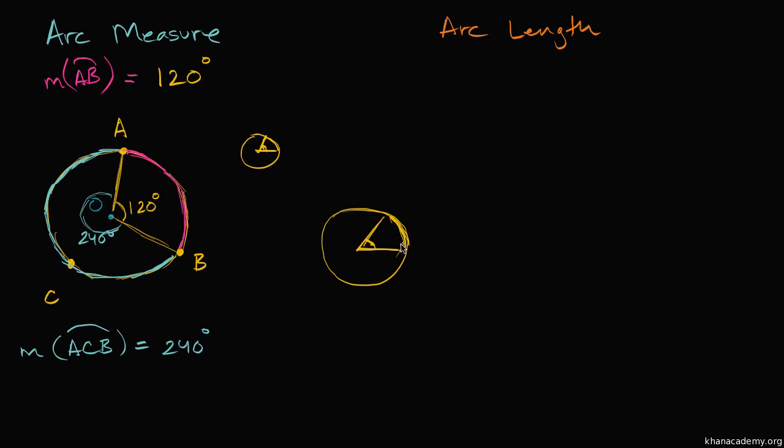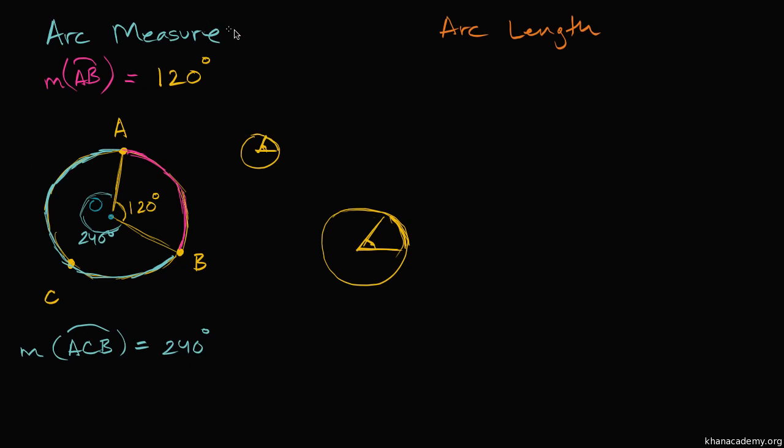The arc length is not going to depend only on the measure of the central angle. The arc length is going to depend on the size of the actual circle. Arc measure is only dependent on the measure of the central angle that intercepts that arc. So your maximum arc measure is going to be 360 degrees. Your minimum arc measure is going to be 0 degrees. It's measured in degrees, not in units of length that arc length would be measured in.